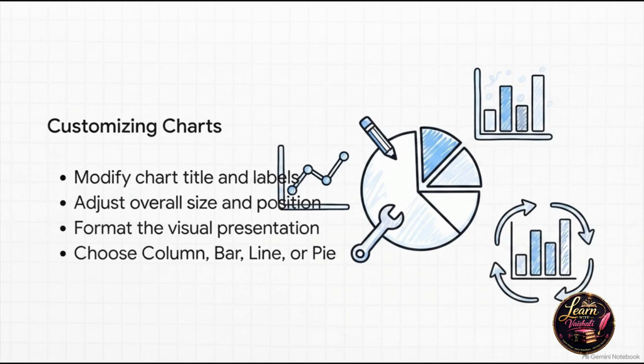And most importantly, you can choose the correct chart type for your data. You might choose a column or bar chart for direct comparisons, a line chart to show a trend over a period of time, or a pie chart when you want to show percentages of a whole. Choosing the right type ensures your specific audience grasps the data instantly.